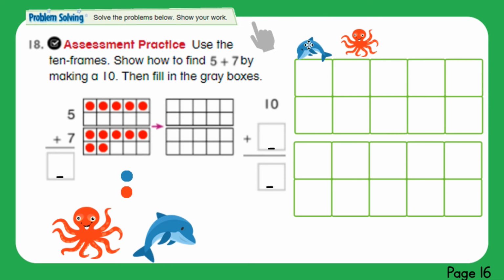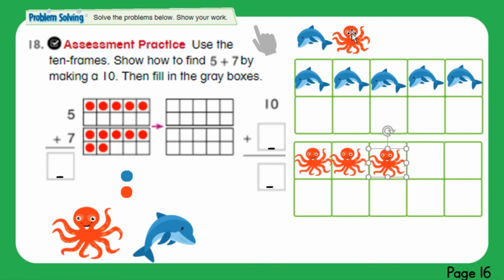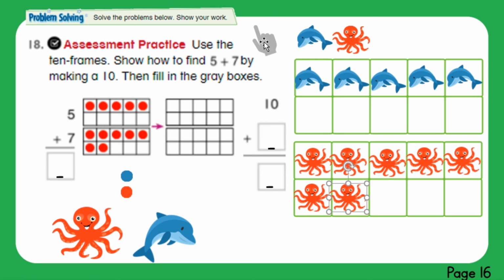I'm going to grab the dolphin, and I'll make sure that I'll grab 5 dolphins. 1, 2, 3, 4, and 5. I've got 5 dolphins here. Next, I need to add 7. Let's add 7 octopus. 1, 2, in the next frame. 3, 4, 5, 6, and 7.